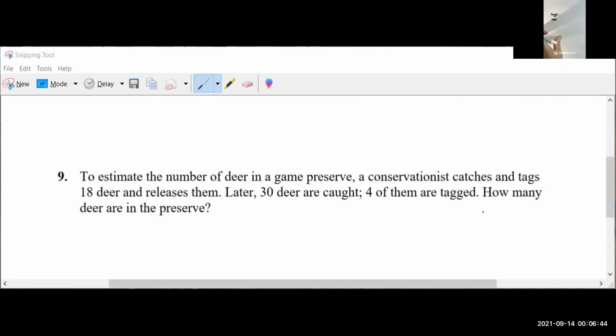So notice that the scientist, out of the sample that he takes, collects 30 deer. Out of those 30, 4 are tagged. So this is the ratio between the subset that we caught, 30 deer, out of which 4 were tagged. Now, I want to know the total population if we catch 18 tagged.